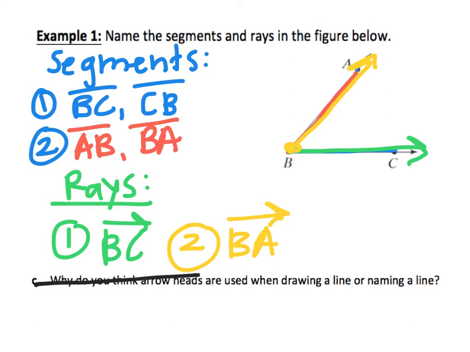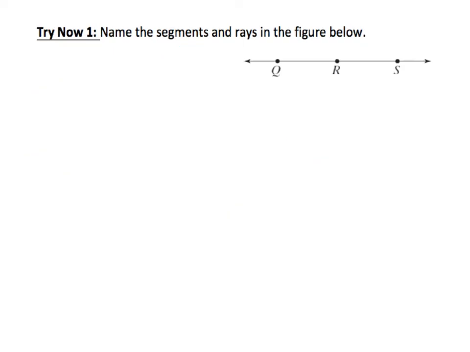This extra bit down here is from last week's notes. It just didn't get taken off my slides. But that is naming segments and rays. The next part says name segments and rays in the figure below. We are doing the same thing. I would like you to try this one on your own because it's just as I explained the last one. I'm going to pause and write the answer on my screen just so you can check your work, and then you can move on to the next one.